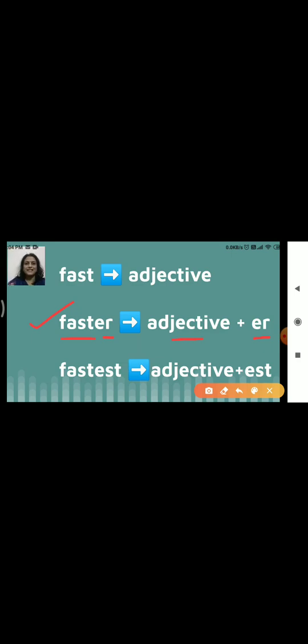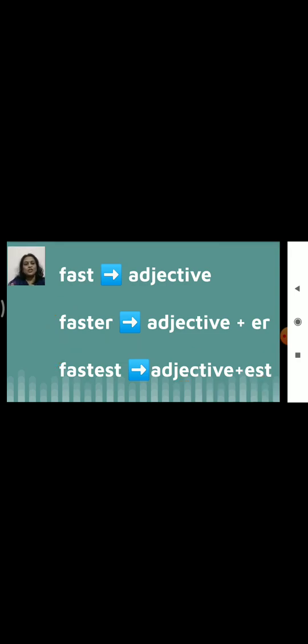Isn't it? Next, we got the word fastest. How did we get it? Fast is the adjective, we added EST, isn't it? So adjective and we added here EST, and then we got the word fastest. Right? You followed till here? So fast, faster, fastest. This way we got two different words from the main word fast.